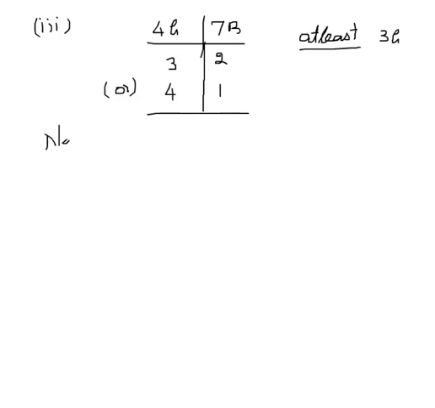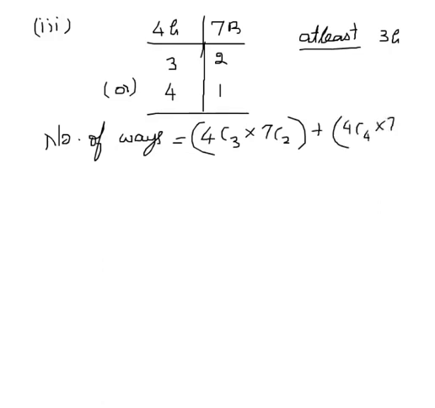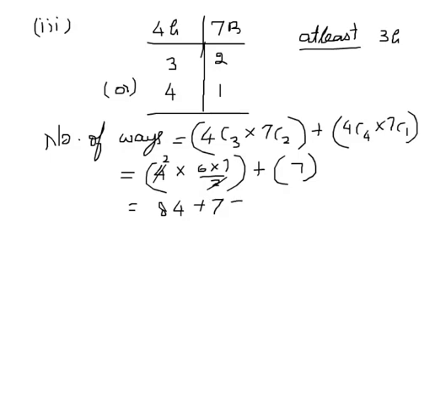Therefore, number of ways is equal to, this is a selection question, combination question, 4C3 times 7C2 or 4C4 times 7C1. 4C3 is 4, 7C2, 6 and 7 by 2. 4C4 is 1 and 7. 84 plus 7 is 91.